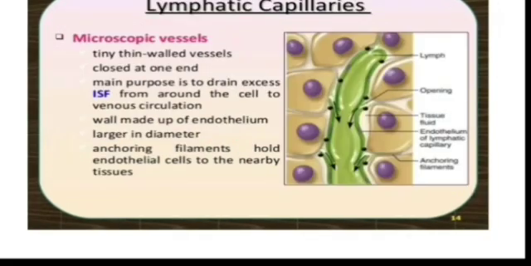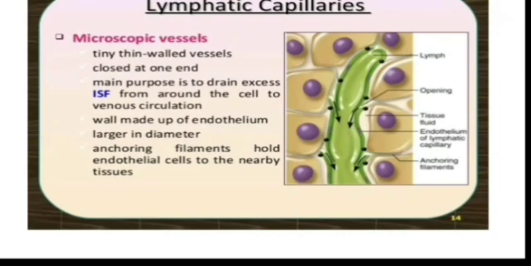Then come to the lymphatic capillaries. These are microscopic vessels, very tiny, thin-walled vessels closed at one end. The main purpose is to drain excess interstitial fluid from around the cells to the venous circulation. The wall is made up of endothelium, they are large in diameter, and anchoring filaments hold the endothelial cells to the nearby tissue.